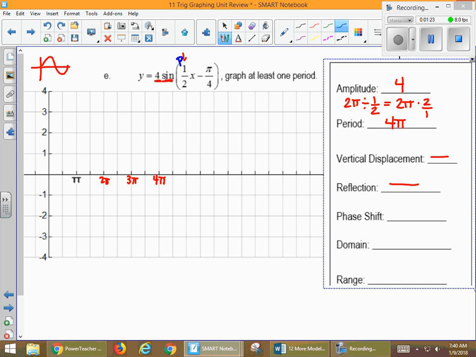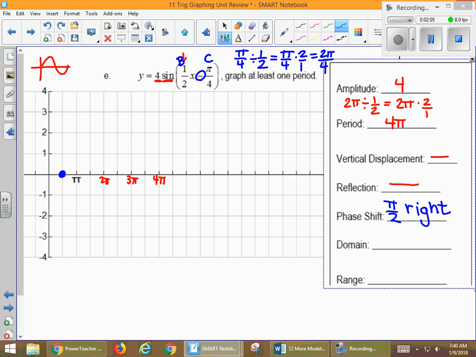So here's my B, here's my C. I'm going to do C divided by B. So pi over 4 divided by 1/2 is the same as pi over 4 times 2 over 1. 2 pi over 4, which is pi over 2. And since there's a minus in front of it here, that's pi over 2 to the right. Sine starts on our midline. Pi over 2 to the right would be one little box to the right.